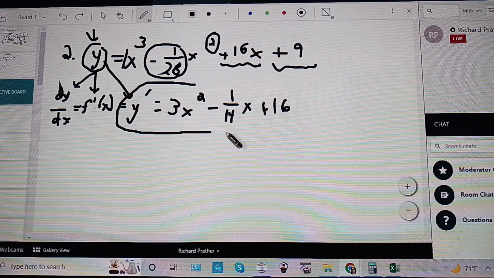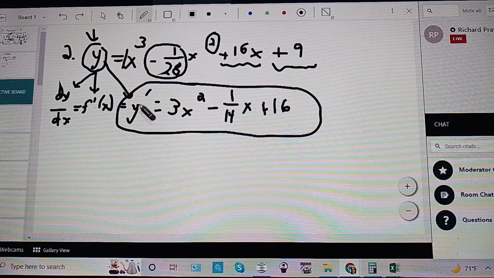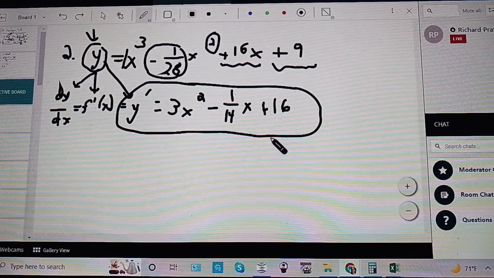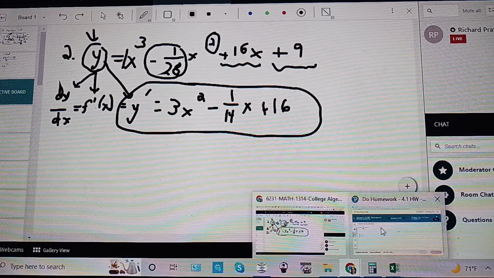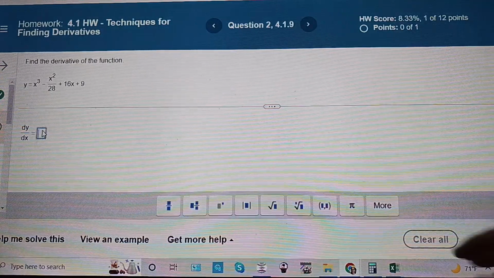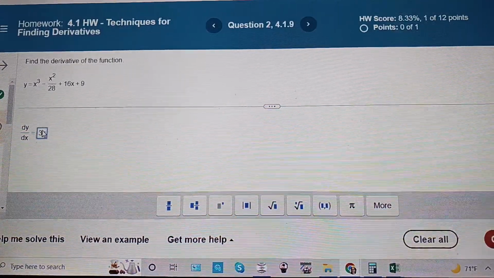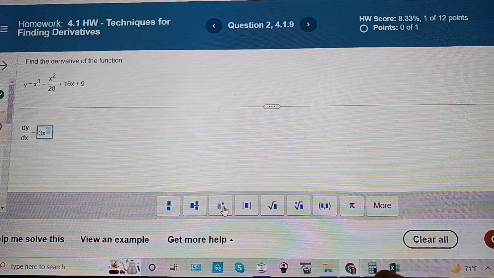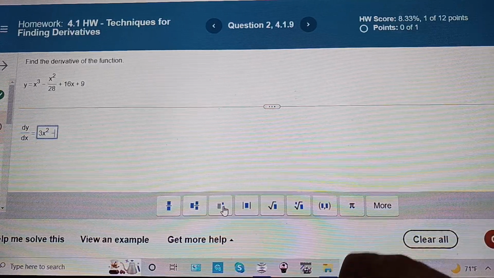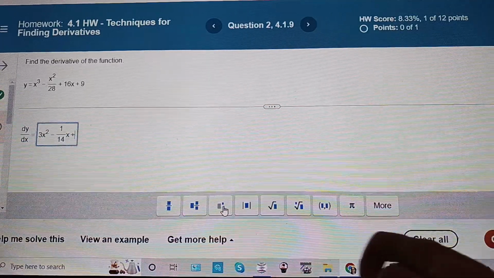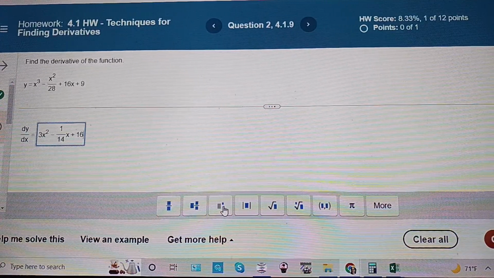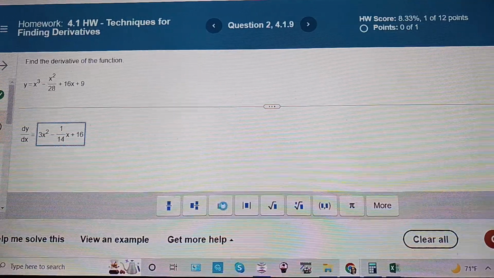Here's the whole answer right here. The derivative is 3x squared minus 1/14 x plus 16. Notice I could do it in 30 seconds or less if I wasn't explaining it to you, instead of taking 5 to 10 minutes to do the limit as h approaches 0 idea. But at least you learned why that works. That limit idea really shows you why it works, and then now you just discovered a shortcut that speeds the process up. 3x squared minus 1/14 x plus 16.